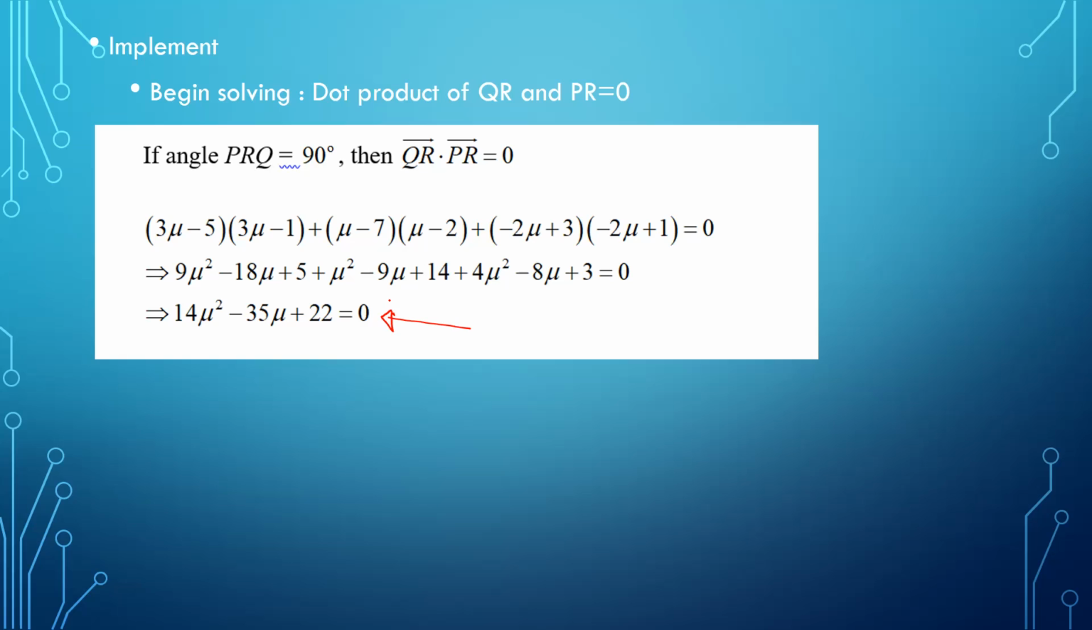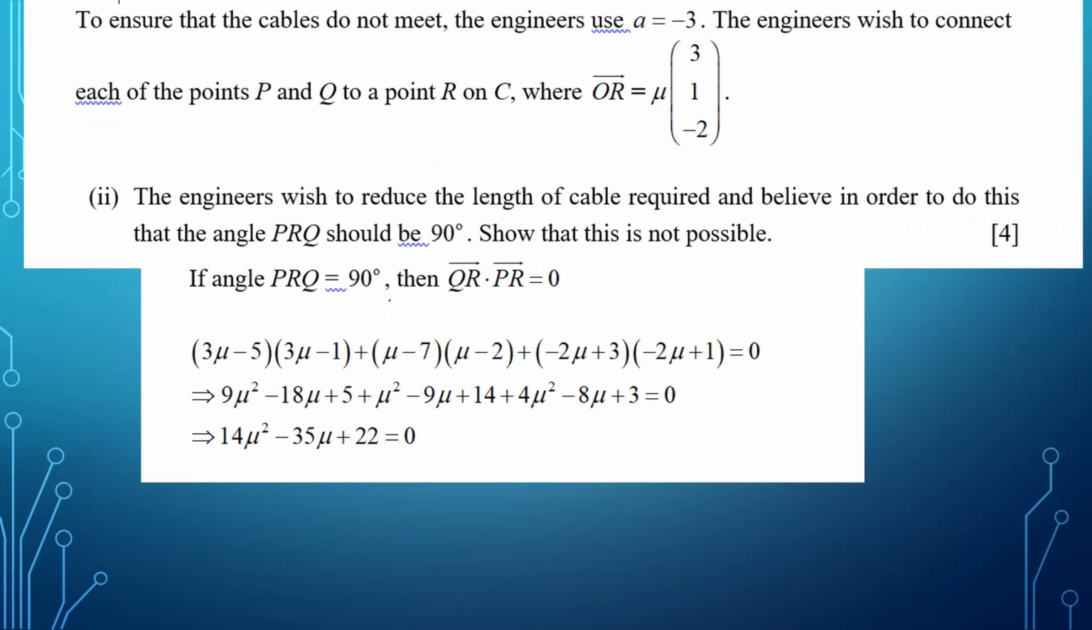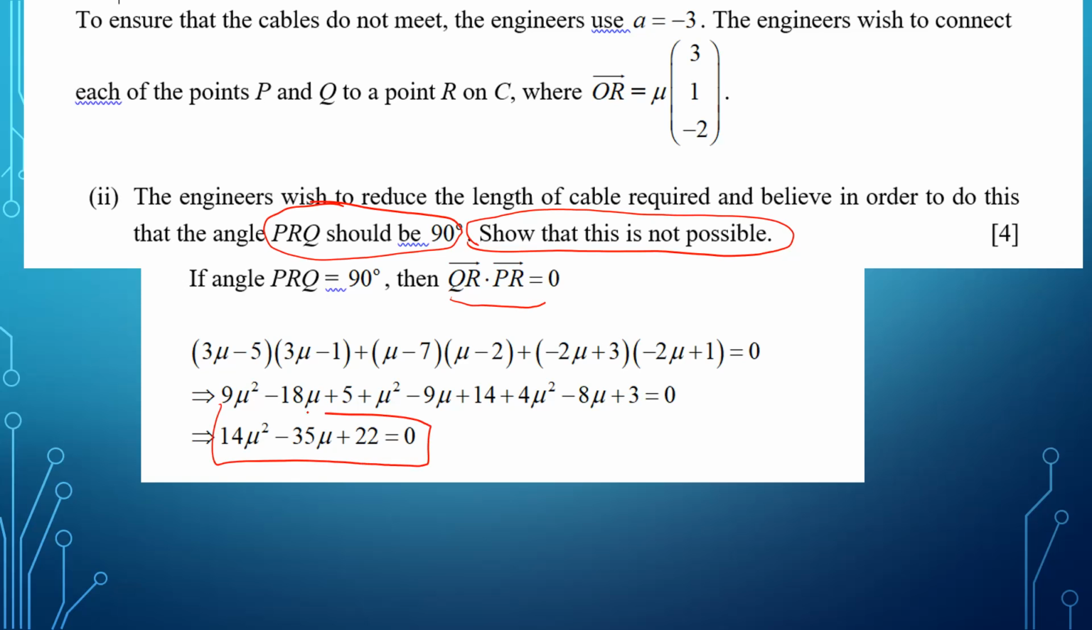So here is when students actually get thrown off. What are you trying to do? Your job is to show that it is impossible. So go back to the question and re-strategize again. Your job is to show that it is impossible. Impossible for what? Impossible for PRQ to be at 90 degrees. But what have you done previously? You have tried. You have considered QR.PR is equal to 0, and you end up with an equation like this. A power 2 equation that involves mu.